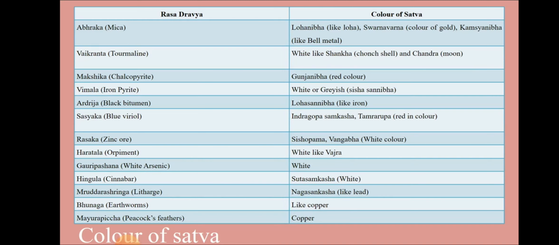And Haritala is white like Vajra. And Gaudi Pashana, it is white in color. And Hingula, it is Sudha Samamshaka, that is white in color. And Mridhara Sringa is red, Naga, like lead-like. And Moonaga will be copper, and Mayura Picha will be, the color will be copper.